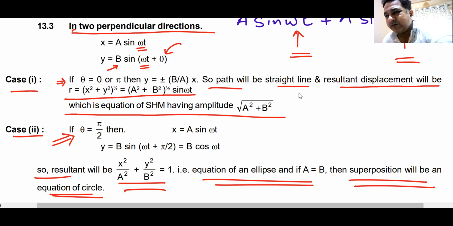So basically, if something is moving in a circular path, it's a superposition of two SHMs along X and Y with a phase difference of pi by 2. We also saw this in the previous class: UCM, uniform circular motion, as a projection of SHM. No, SHM as a projection of UCM. Same thing. Do we understand this?